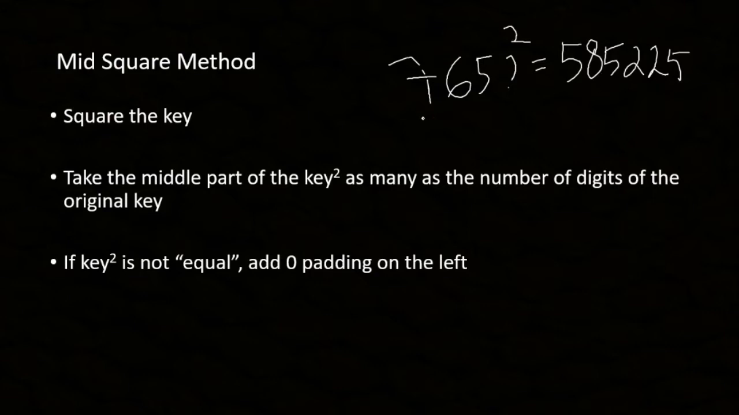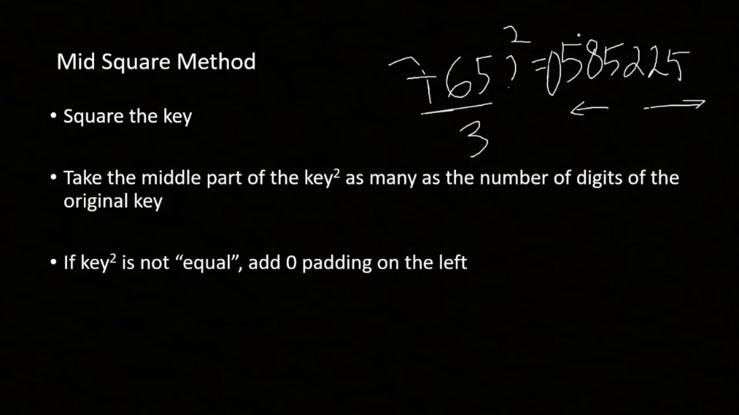So what do I want to do with this squared number? I take the middle part as many as the number of digits of the original key. So how many digits do we have here? 3, right? 3 digits. And I want this to have a middle number, meaning that I have an equal left and right number, but apparently I can't, because if I take 3 numbers at any point of this squared number, I will have different numbers on its left and on its right. So what do I do? If key squared is not equal, quote unquote, add 0 padding on the left.